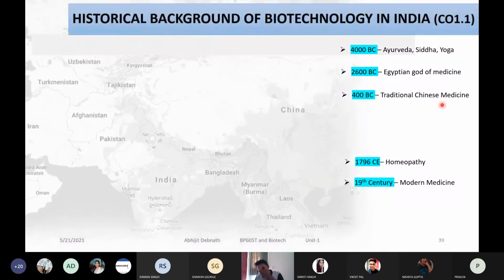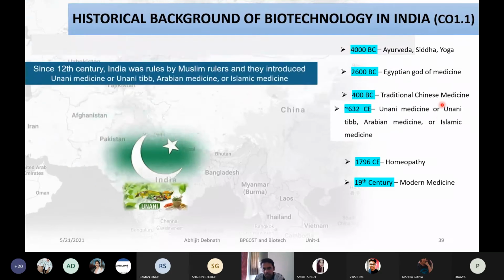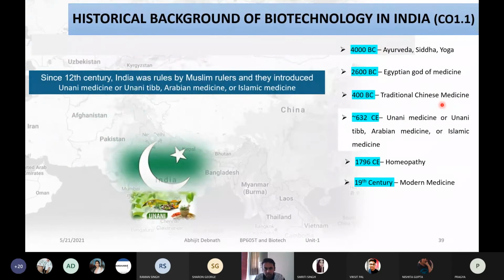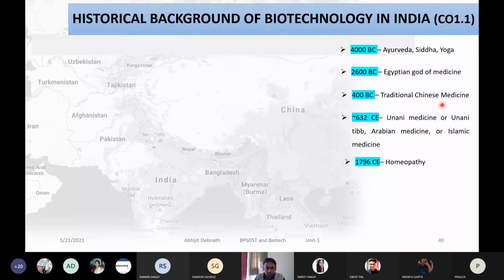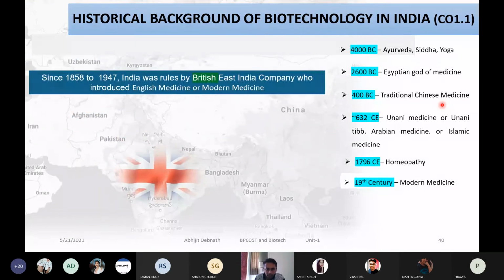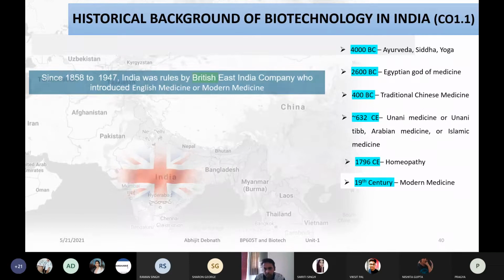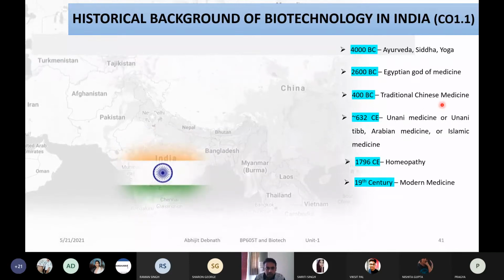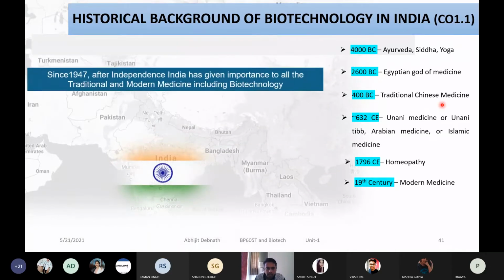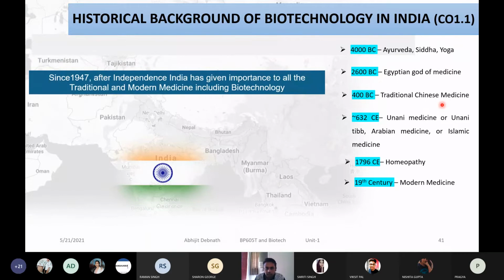Now, if we talk about the Indian context, what happened was that Muslim rulers invaded India. They introduced their medicinal system called Unani. And after that, when the English, the Britishers, arrived in India and conquered it, they introduced their medicinal system called modern medicine or allopathy. And when India got independence from the Britishers, the Indian government introduced the Indian medicinal system along with all the traditional medicinal systems, along with modern medicine.